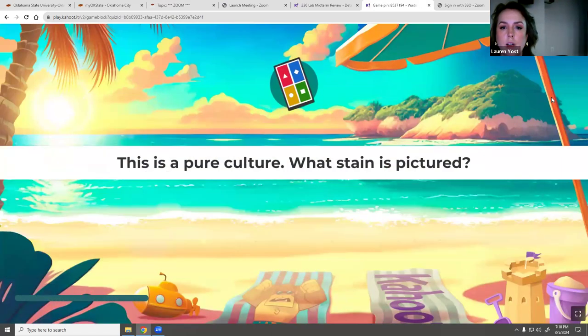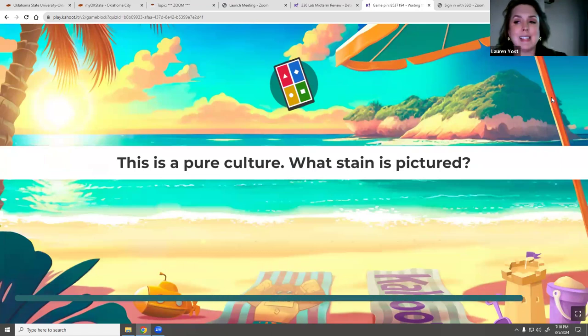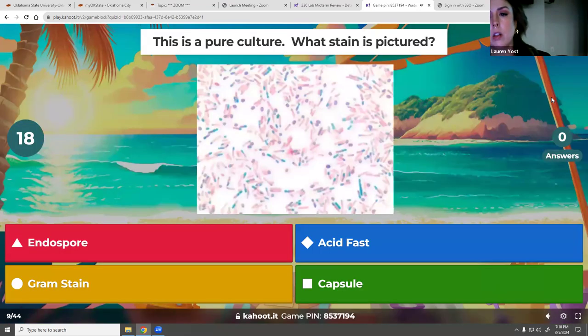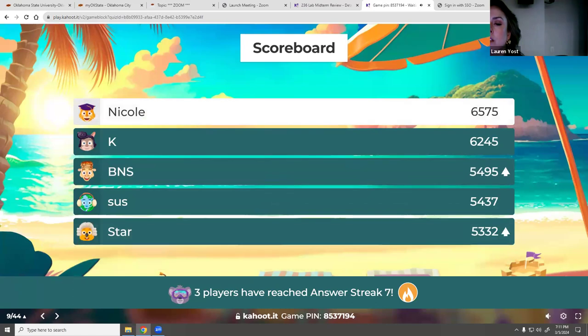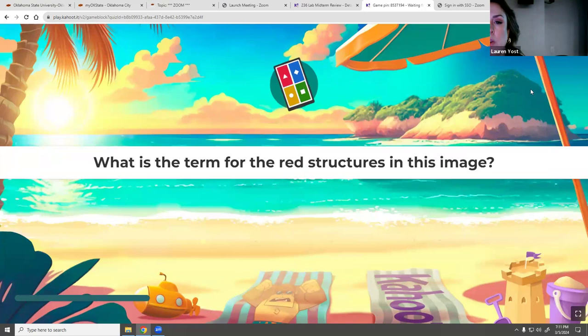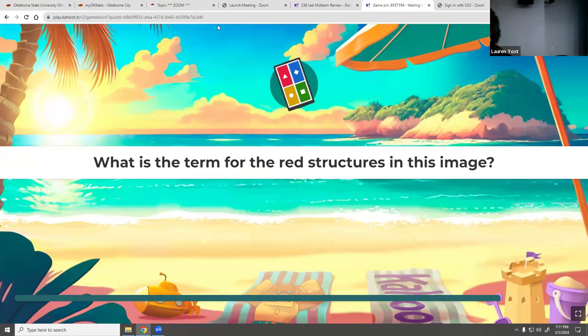Okay, this is a pure culture. What stain is pictured? Okay, so that is an endospore stain. Great job. So those little green structures, those are the endospores, right? All right, so what is the term for the red structures in the image?